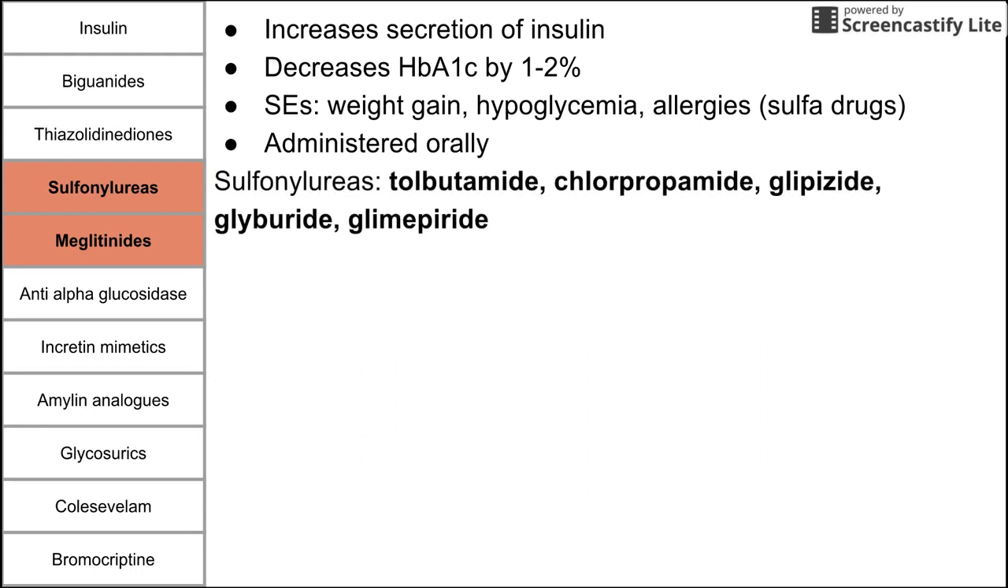So let's talk about the two groups, sulfonylureas. These are broken down into first generation and second generation. The first generation sulfonylureas are tolbutamide and chlorpropamide, and the second generation sulfonylureas are glipizide, glyburide, and glimepiride. These last three, second generation, all start with GLI and end with IDE. That's how I remember them, second generation sulfonylureas.